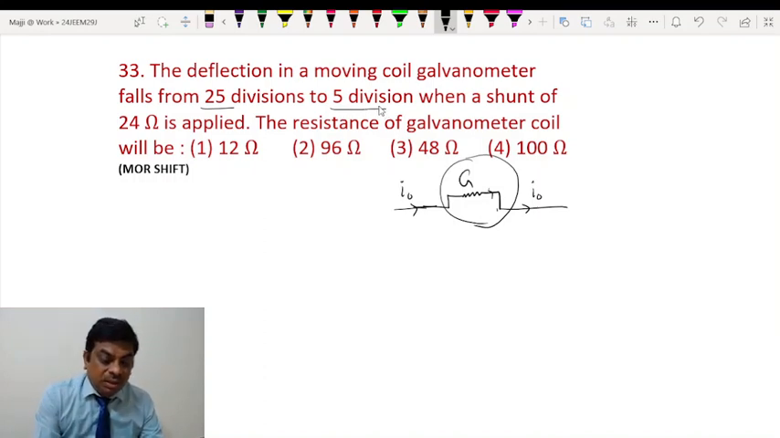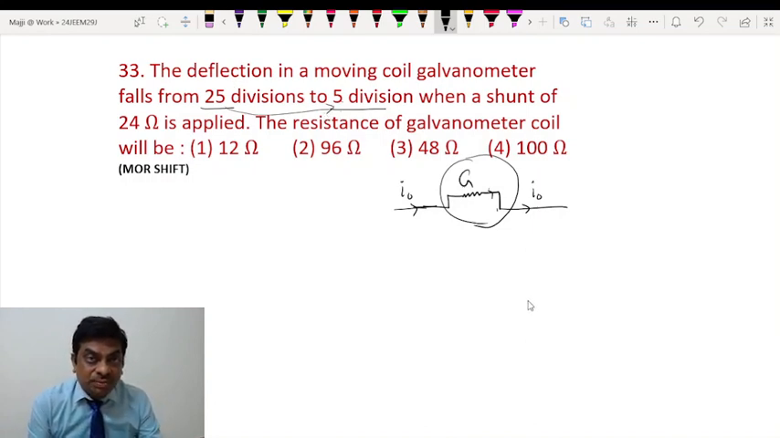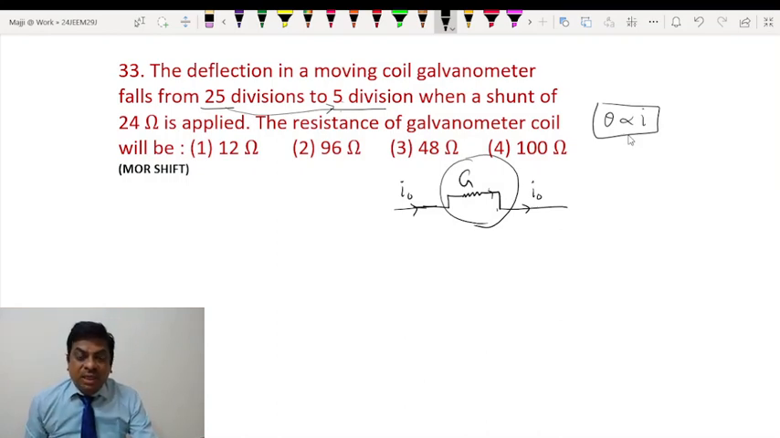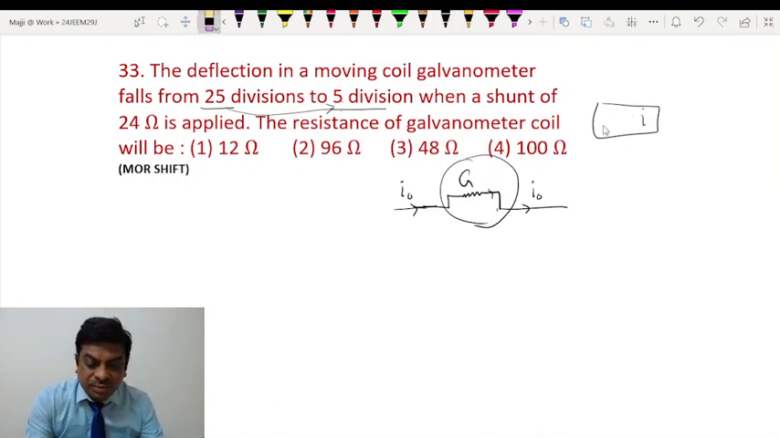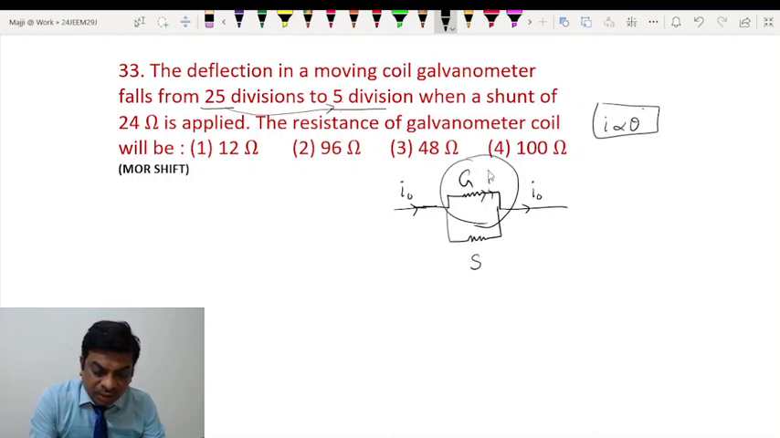That means the number of divisions decreased to 1/5. You can see from 25 to 5 means 1/5. So the deflection would have decreased to 1/5. And we know deflection is proportional to the current flowing through this. So that means the current would also have decreased to 1/5. Okay students, I hope you are getting this. So after joining the shunt, the current to the galvanometer decreased to I naught by 5. So the rest, 4 I naught by 5, must be taken away by what? Shunt.